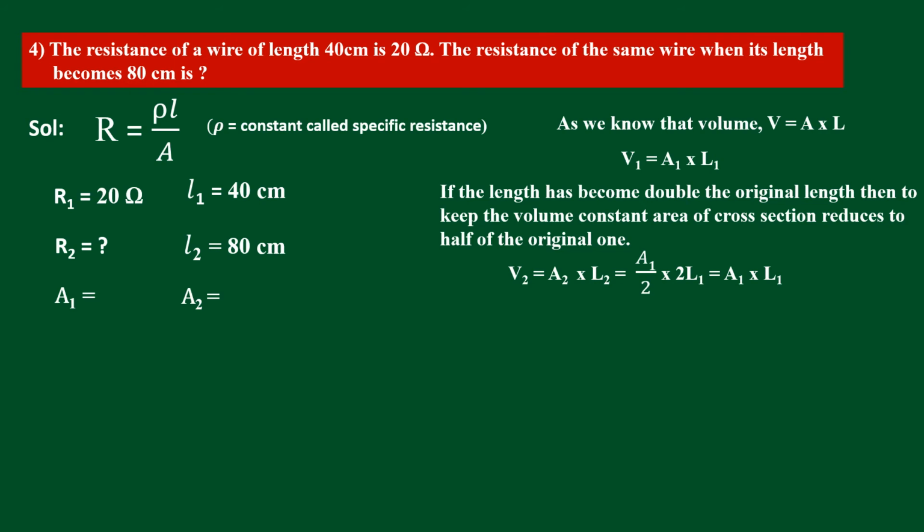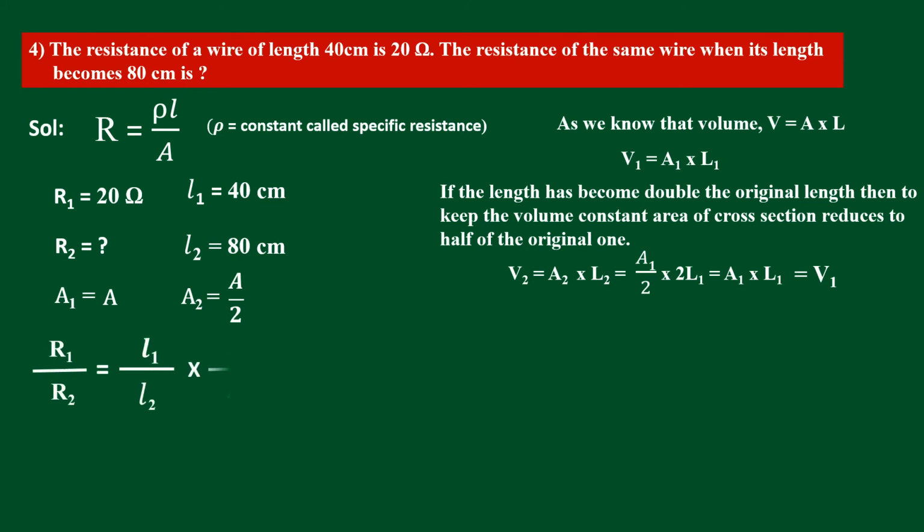that gives A1 into L1. Finally, that will be equal to the original volume. So here volume will be constant, it is not changed. So if the length has become double, then in order to keep the volume constant, area of cross section reduces to half of the original area of cross section. That's why A1 is taken as A and A2 is taken as A by 2.